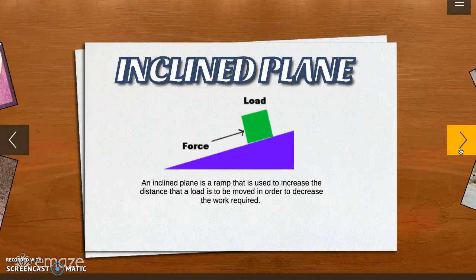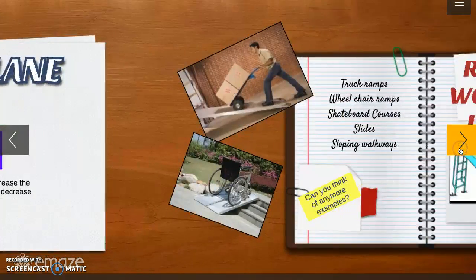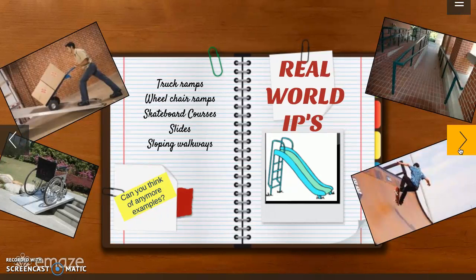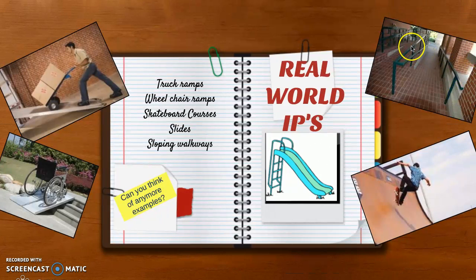Next, we have an inclined plane. An inclined plane is a ramp that is used to increase the distance that a load is moved in order to decrease the work that's required. So you might be able to think about quite a few examples of these already. We see inclined planes all over the place.